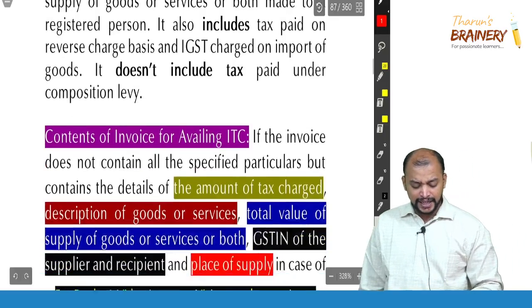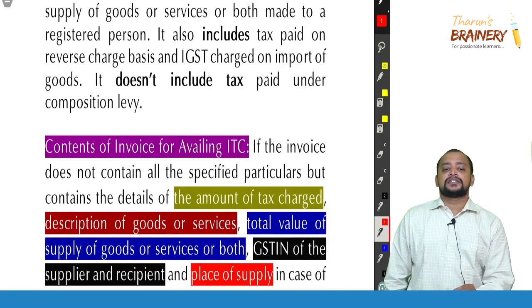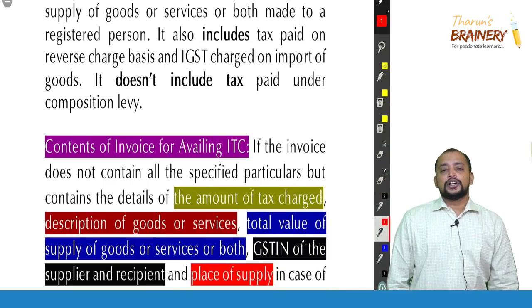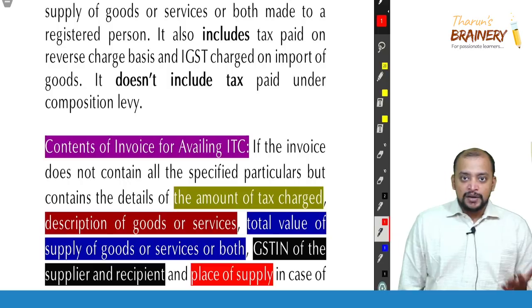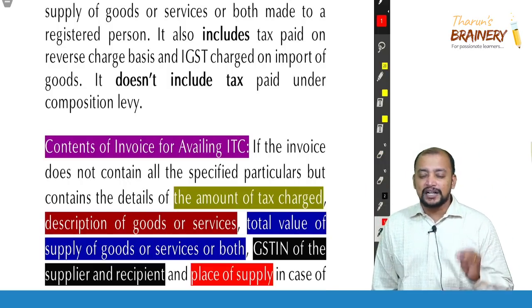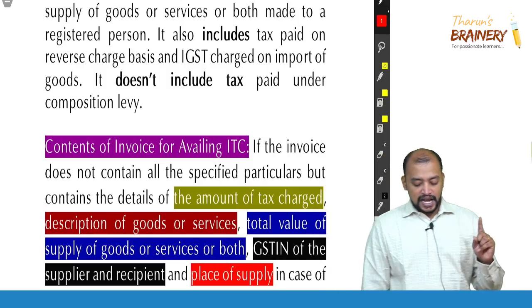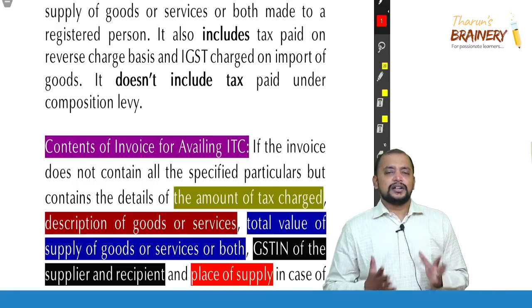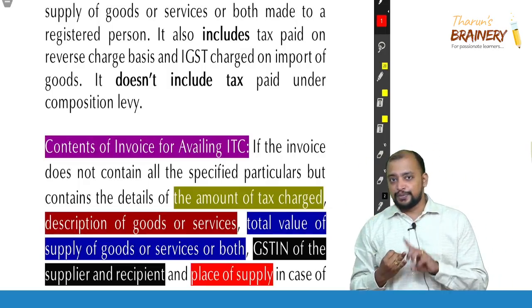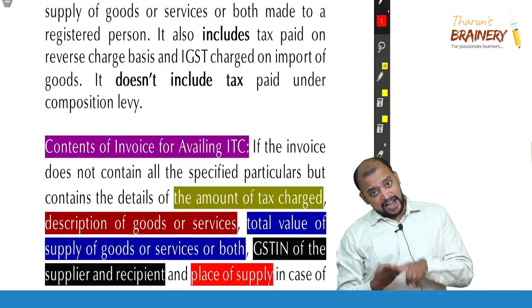Okay. Then, whenever we refer to an invoice, what are the minimum contents that should be there in a document to be called an invoice? That is also prescribed. There are a lot of invoices, but any piece of paper will be called an invoice if it contains certain basic details. What are those details? It should contain, first, the amount of tax. Logically, you can understand the GSTN of the supplier should be there, the GSTN of the recipient should be there, description of goods or service should be there, and what is the value and what is the tax.